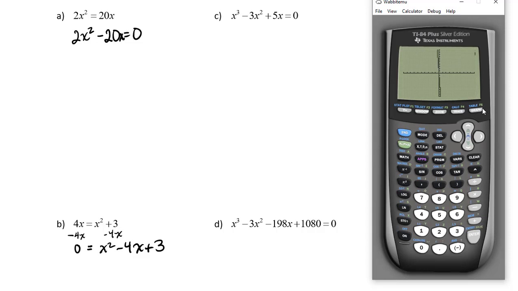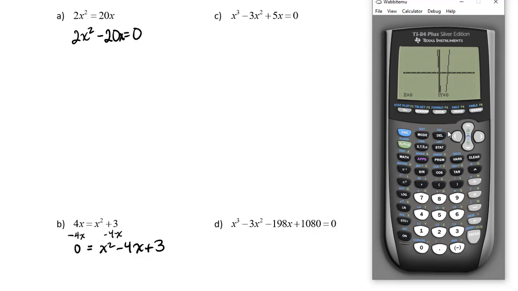Notice I'm in the standard window. This did not show me very much of the graph, and so I'm going to zoom out. That helped. So I can see that my parabola is going to be mostly in the first quadrant, but it goes quite low and it's too far down here.